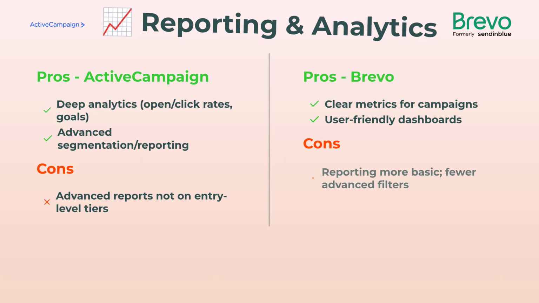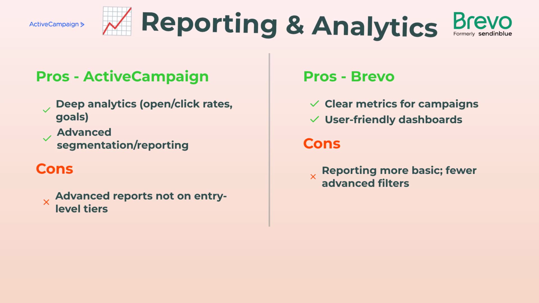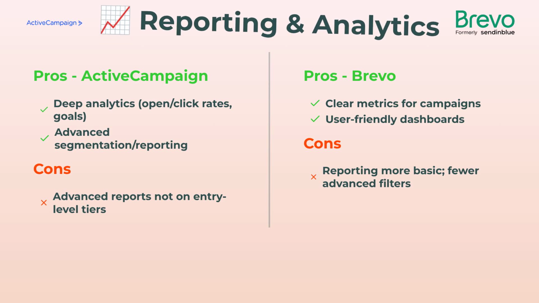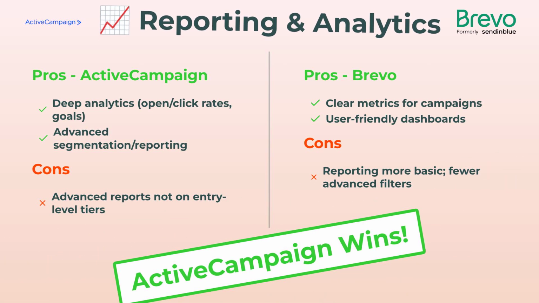Brevo keeps things simple, with clear metrics for campaigns and nice user-friendly dashboards, but reporting's pretty basic. Less filtering, less slicing and dicing data. So if you're obsessed with stats or campaign optimization, ActiveCampaign gets the nod here.